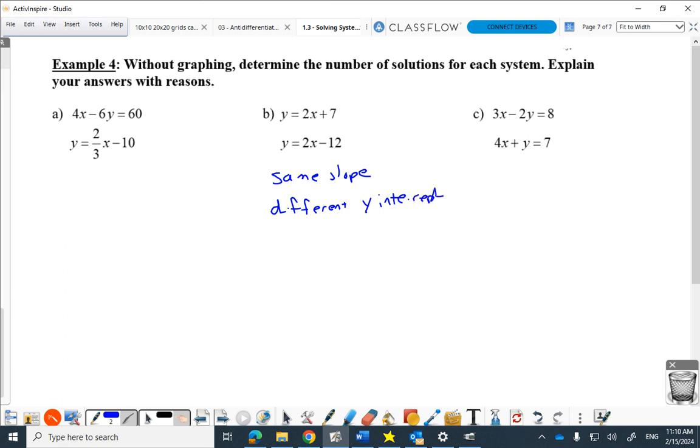I'm ready to make my conclusion. While I fix my writing there, is there anyone who now can make the conclusion about the number of solutions, given that they have the same slope but a different y-intercept? They're parallel lines that aren't coincident. So how many solutions? How many times do they meet? None. No solutions.